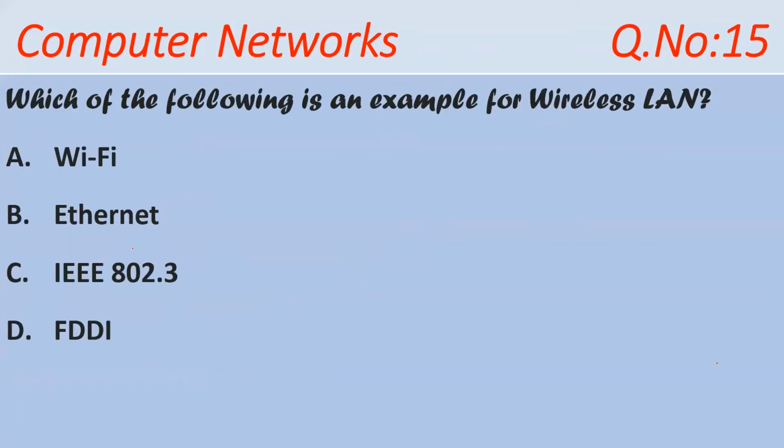And next question, which of the following is an example of wireless LAN? It is Wi-Fi. The rest of the options, Ethernet, IEEE standard 802.3, and FDDI, are all wired LANs. So these are examples of wired LANs. So Wi-Fi is an example of wireless LAN.